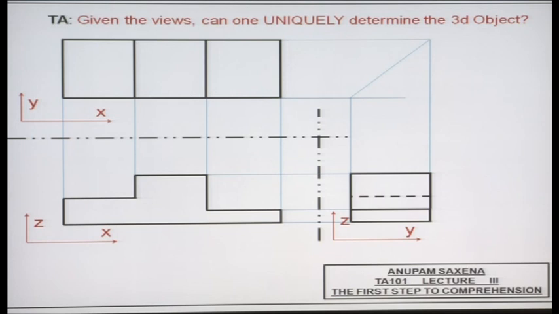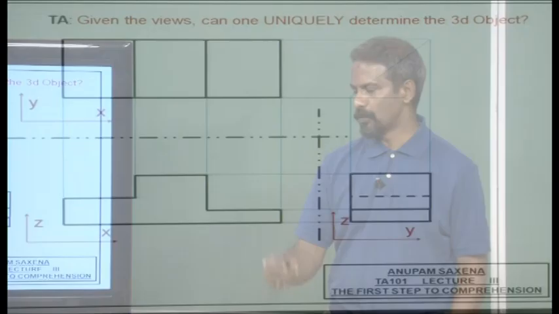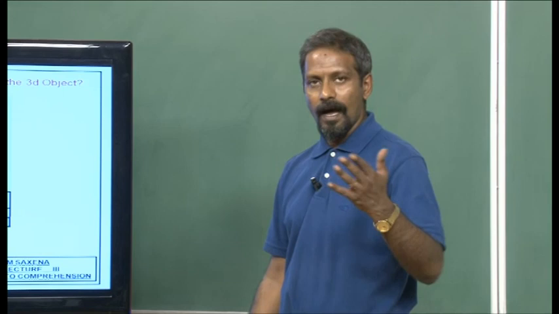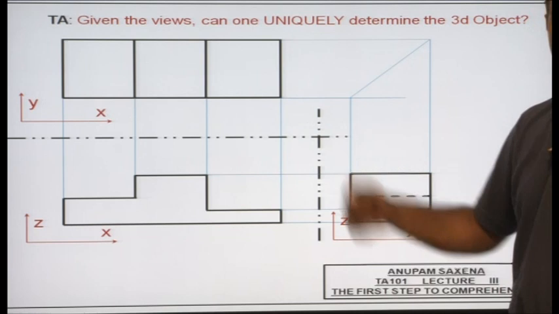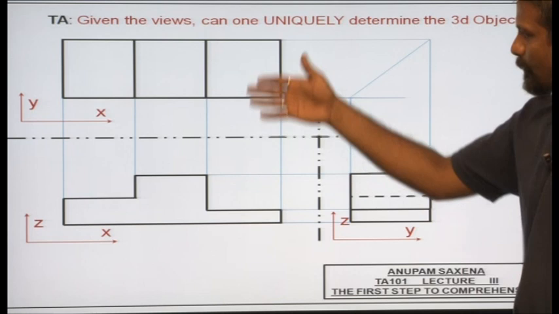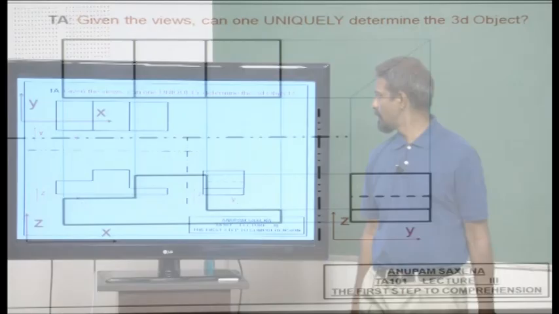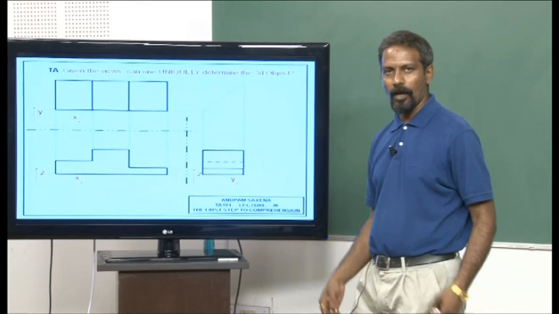Given the views, can one uniquely determine a three-dimensional object? For you to answer. And a related question: do I need to have all three views to be able to uniquely represent a three dimensional object, or in some cases would only two views be adequate?